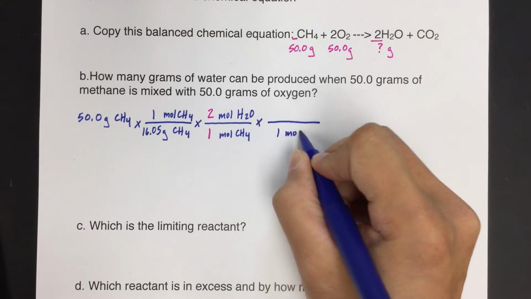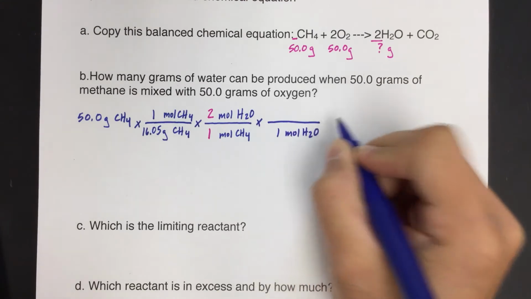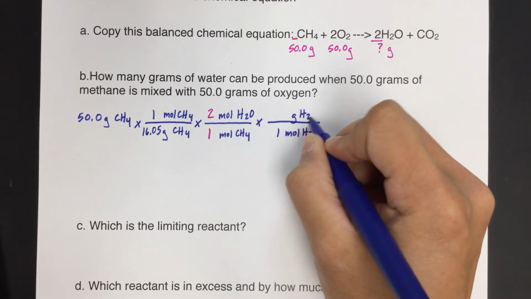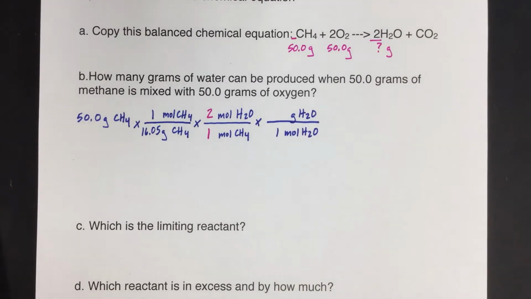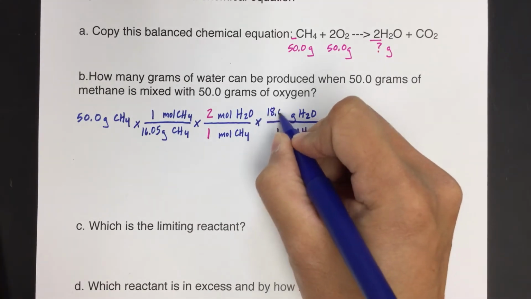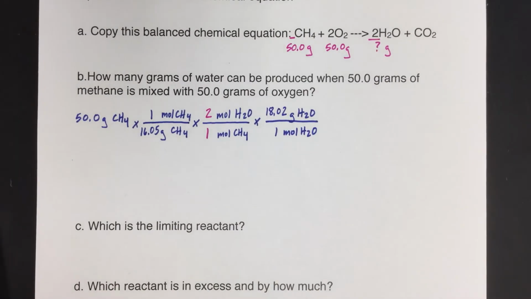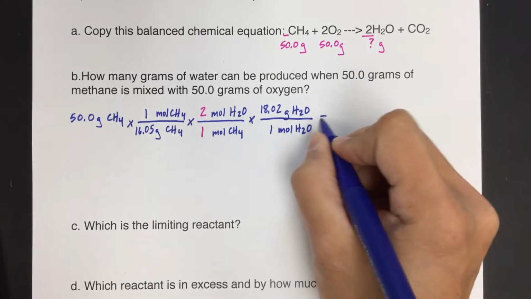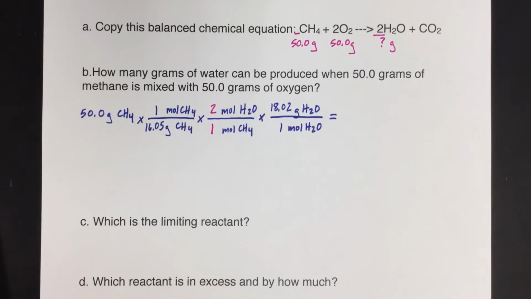All right, and next I want to convert moles of water to grams of water. So if I have 1 mole of water, I need the molar mass of water, which maybe you have memorized. This is 18.02, 2 times hydrogen plus oxygen. All right. Yeah, that was a little fast, but hopefully that made sense.